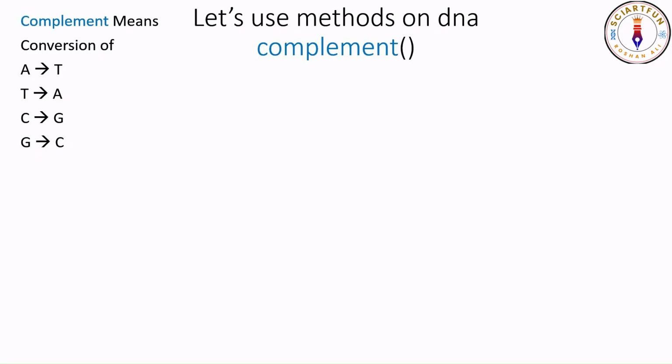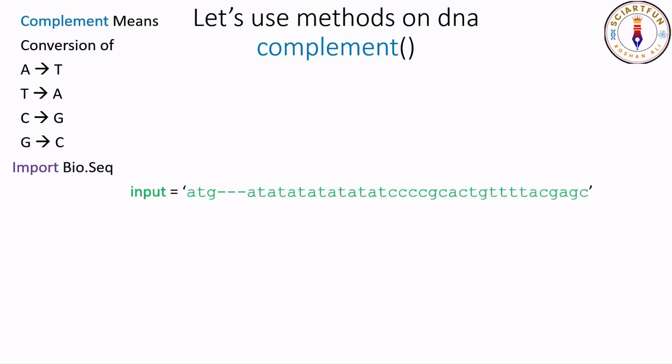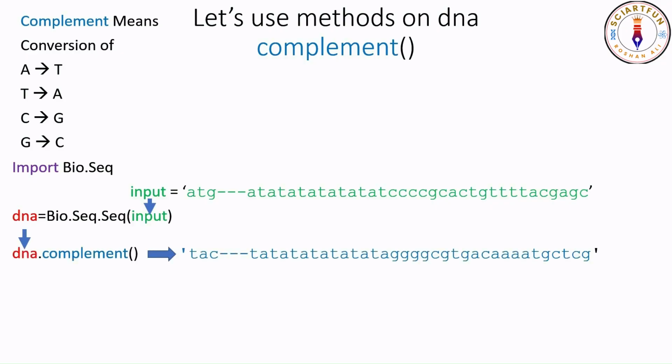Before using the complement method, we have to import the Bio.Seq module using this command. Store your sequence into a variable. In this example, we stored it in an object called input. Now convert your input sequence into a Seq class object using this command. Now use the complement method. You will get this output sequence, which is complementary to your input sequence.